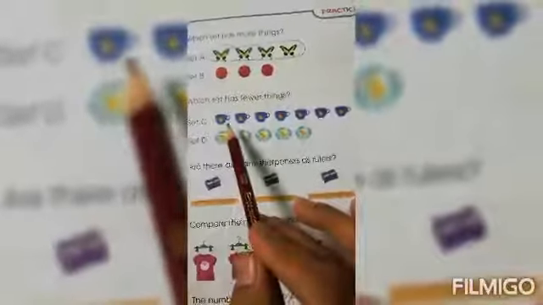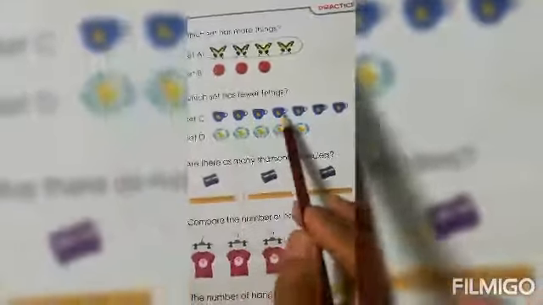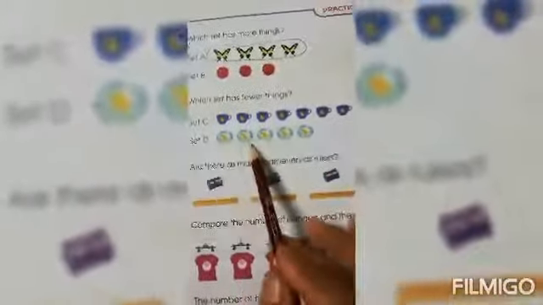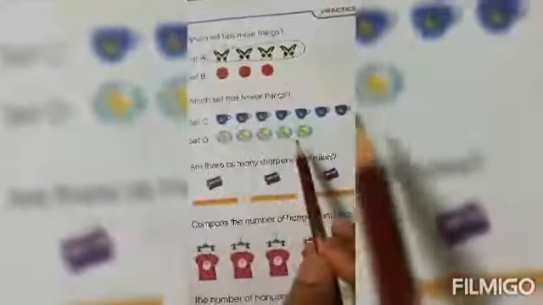Now question number 2 is there. Which set has the fewer things? What can you see here? There are some cups and there are some sausages. So let's count. How many cups are there? 1, 2, 3, 4, 5, 6, 7. And how many sausages are there? 1, 2, 3, 4, 5. So which set has the fewer things? Yes, very good. Set D has the fewer things.